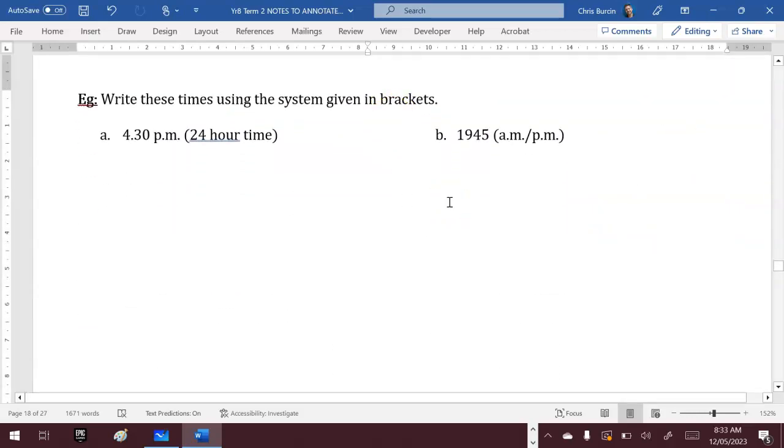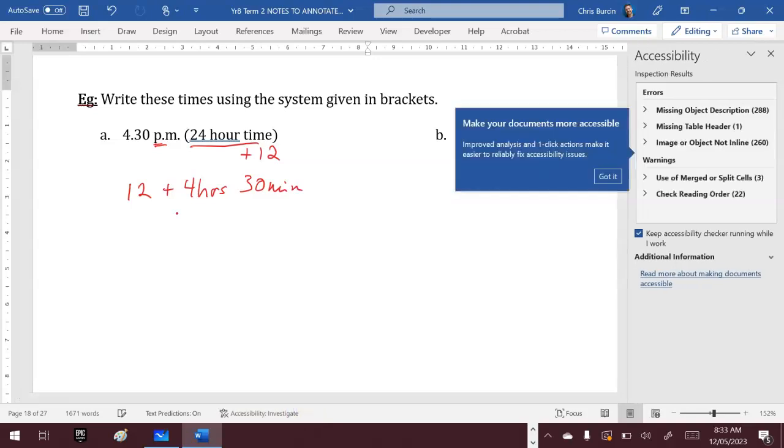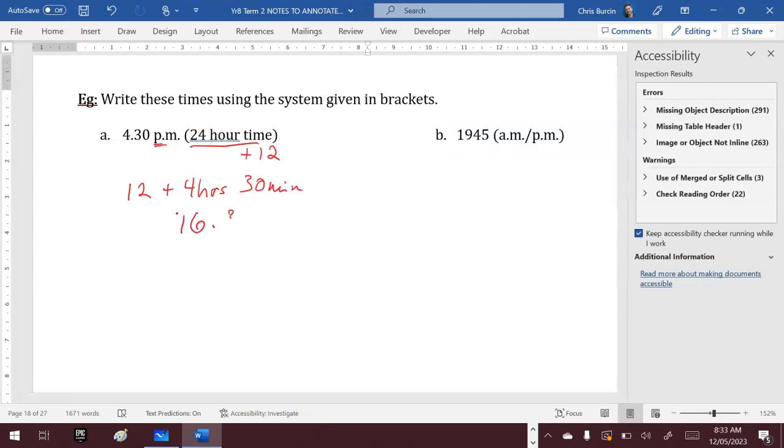Finally, we want to write these in 24-hour time. To write this in 24-hour time, I'm just going to add 12 to it. Look at that, because this post-meridian is past 12. So 12 plus 4 hours and 30 minutes, because it's not a decimal. Let's see, that makes 16 hours, 30. So 1630 is equal to 4:30 post-meridian.